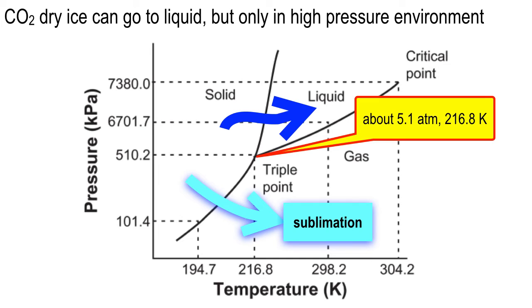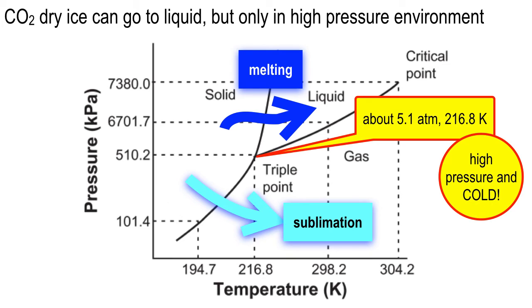Okay, so it's not hard to get 5.1 atmospheres, except for us, even at the top of Mount Everest, it's cold up there, but it's very low pressure. It's difficult for us to get this combination of high pressure and cold temperature where CO2 ice is going to melt. So everything other than that is going to be sublimation. Right? So this whole idea of phase transitions and where they happen is affected by the pressure. And CO2 is a good example, carbon dioxide.